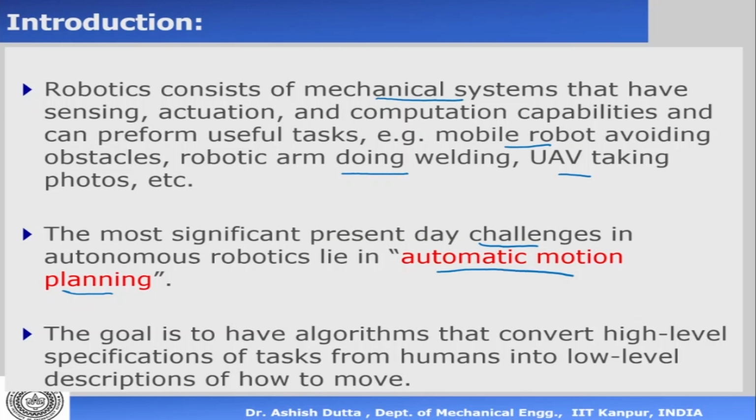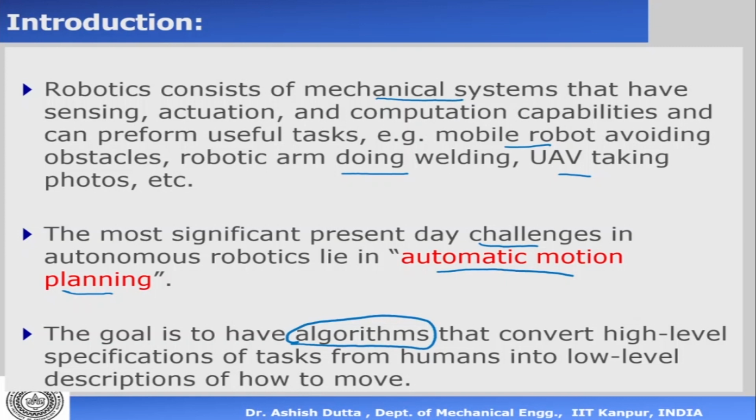So this is probably the biggest challenge in the area of robotics today: autonomous motion planning, or automatic motion planning. The goal of automatic motion planning is to have algorithms that can convert high-level specifications of tasks from humans into low-level descriptions of how to move. What does this mean? Algorithms are programs. The input to that program could be task specifications from humans.